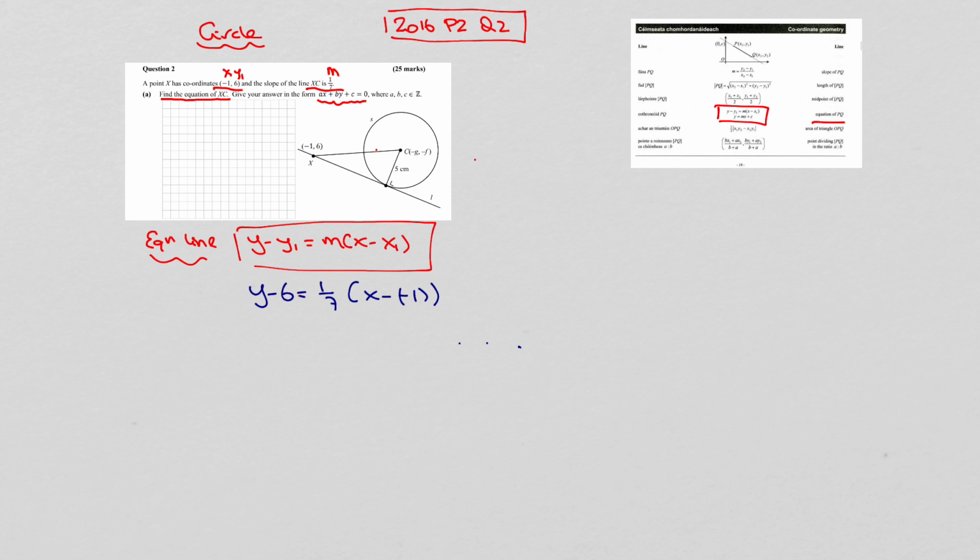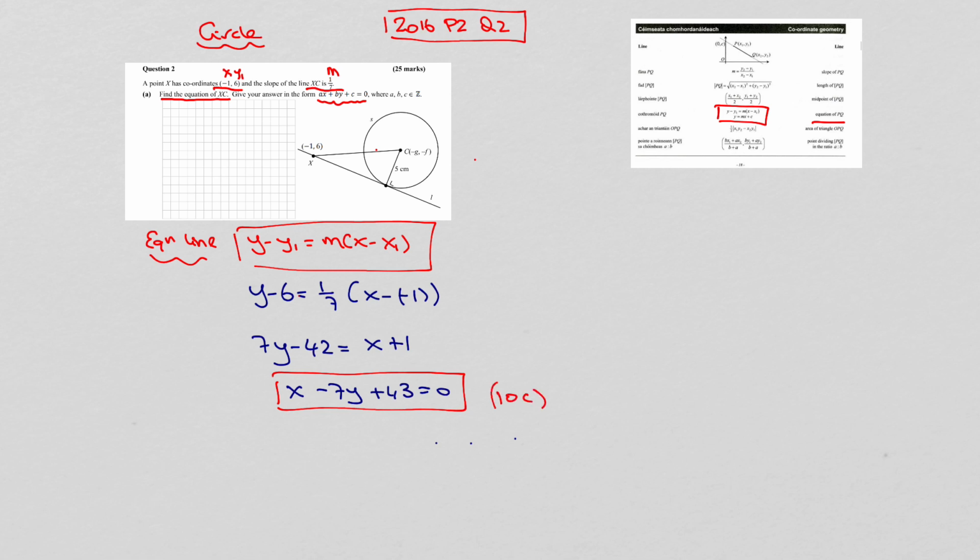So I'm going to multiply across by 7, so we get 7y - 42 = x + 1, bringing everything then to one side so we can get it in the form ax + by + c. We then have x - 7y, and then that's going to be + 43 = 0. So a nice easy start to the question and a very handy 10 marks.